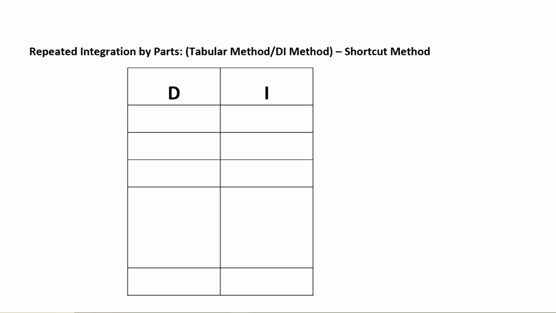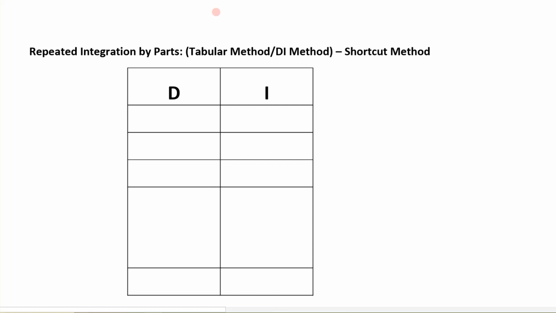Hello everyone, continuing our integration by parts discussion. In this video, I will discuss a shortcut method, also known as the table method or DI method, that we use to find the integration by parts. This method is really helpful and really quick if you have to do repeated integration by parts in any question. But obviously, it will work even for cases when you only need integration by parts once.